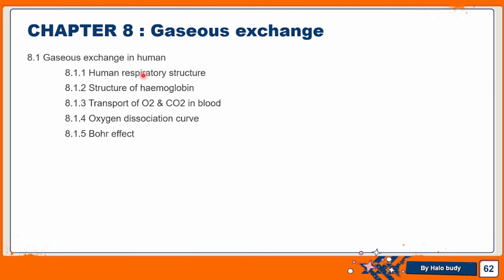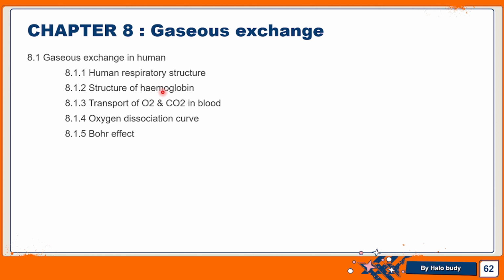So you need to learn about the human respiratory structure. I think this topic you also learned in SPM. You already learned in SPM about the alveolus, the lung, the trachea, all that. So this is the first one. Second one is the structure of hemoglobin.